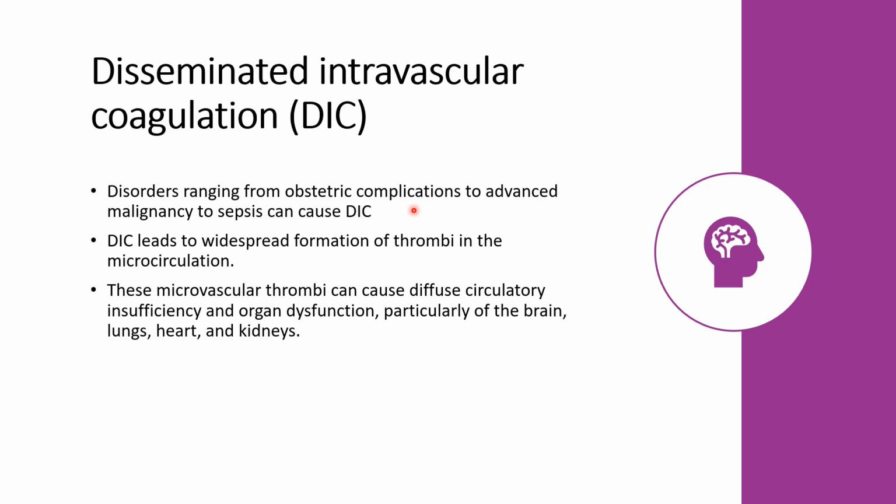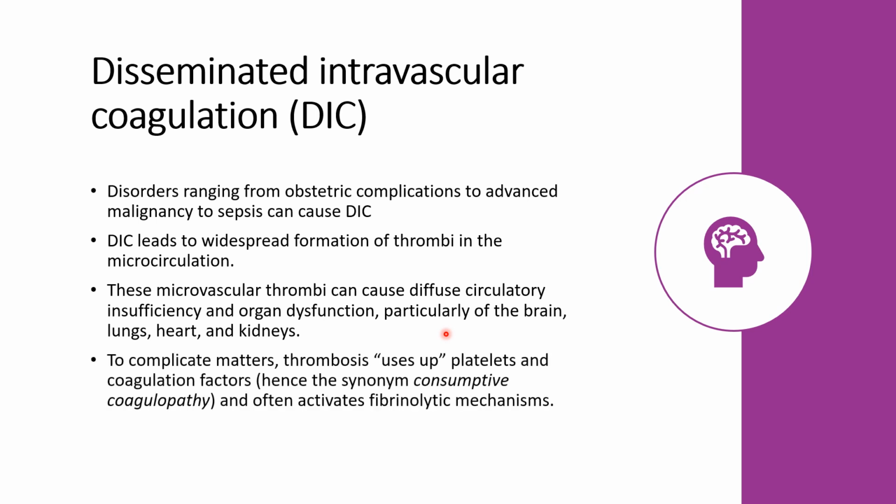These thrombi, what do they do? They cause circulatory insufficiency and organ dysfunction, right? Particularly of the organs very susceptible to hypoxia, like the brain, lungs, heart, and the kidneys. It causes organ dysfunction. On top of that, because of widespread thrombosis, all the platelets and coagulation factors are used up.